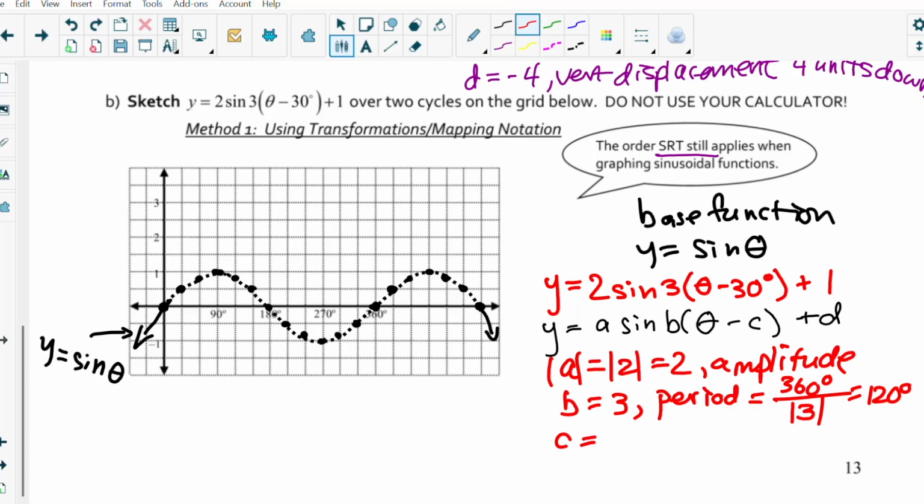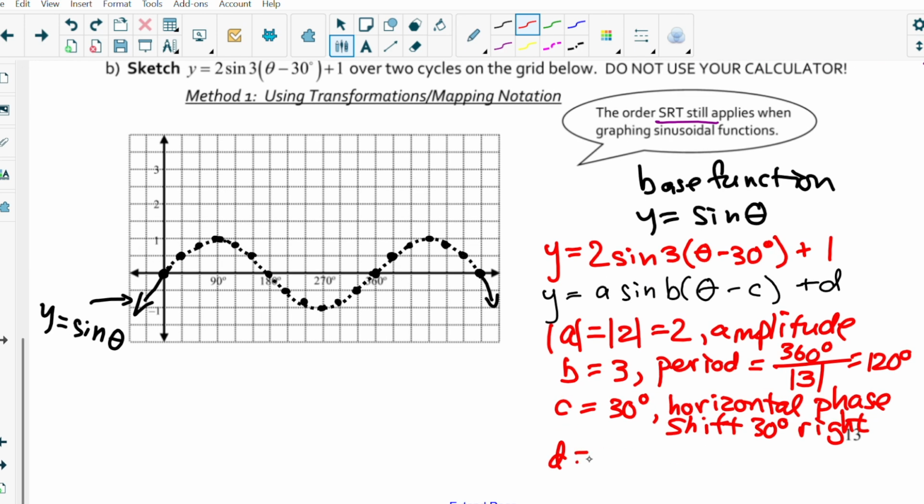Okay, C value, that is 30 degrees, so that is a horizontal phase shift, 30 degrees right. Okay, and lastly, d equals positive 1. That is a vertical displacement, 1 unit up.